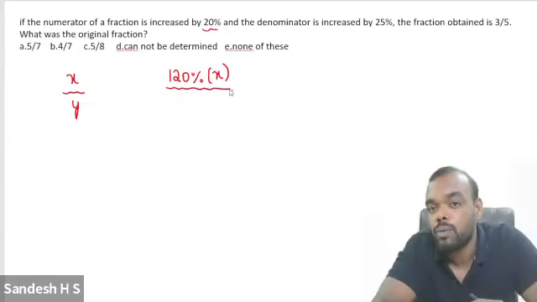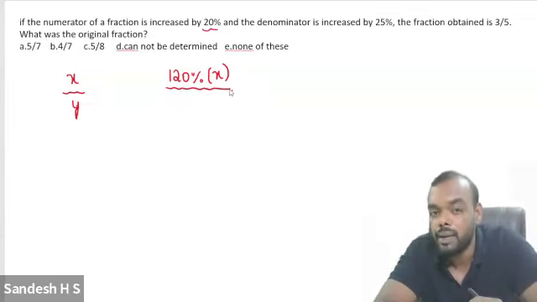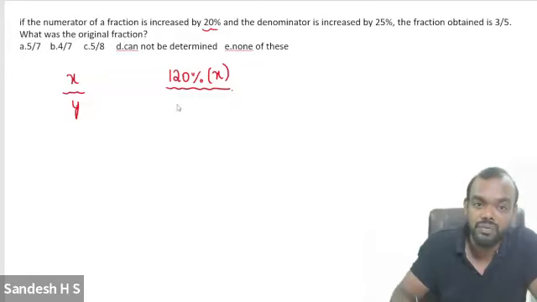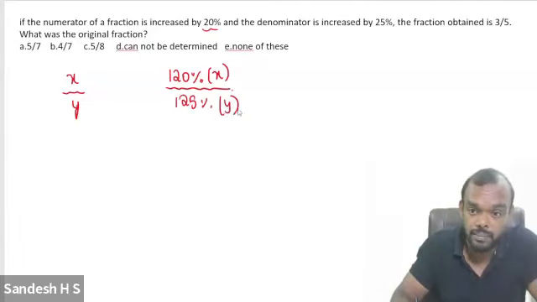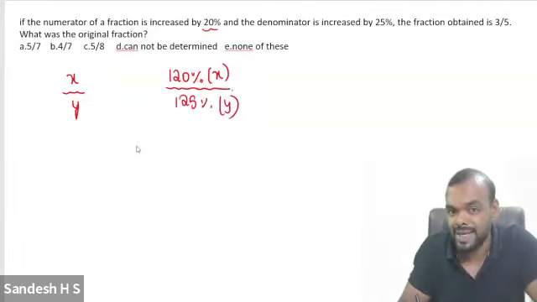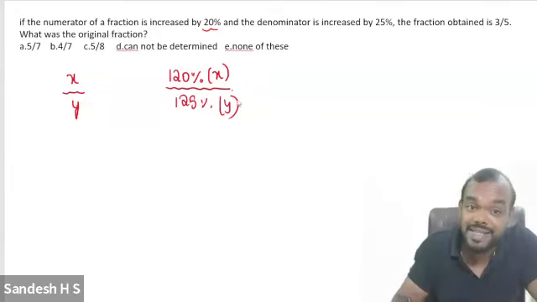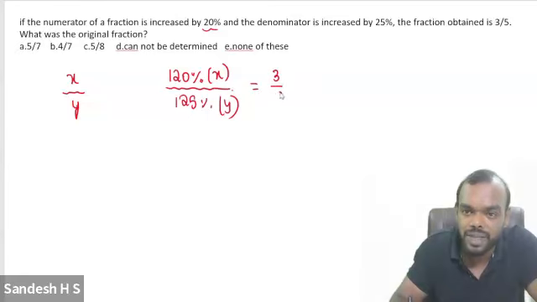Denominator increased by 25% means what will you write? What will you write here? 125% x. 125% of y. Not x, Ajay. Denominator is y. This is the new fraction. According to question, this is equal to 3 by 5.